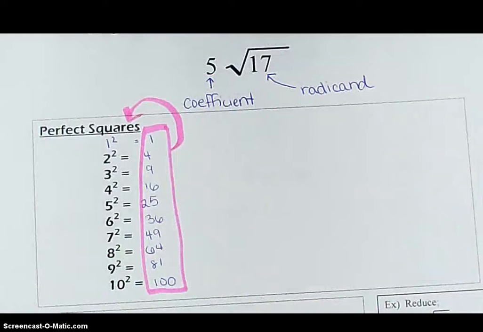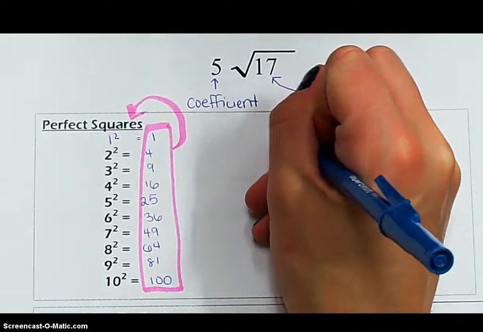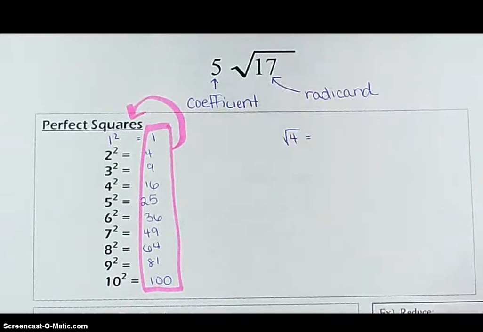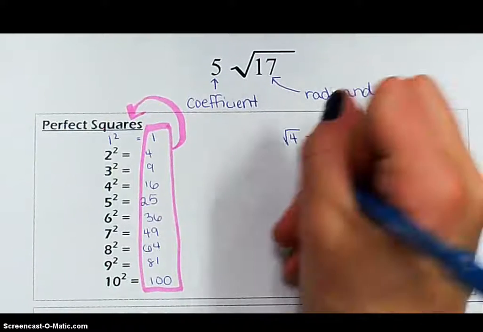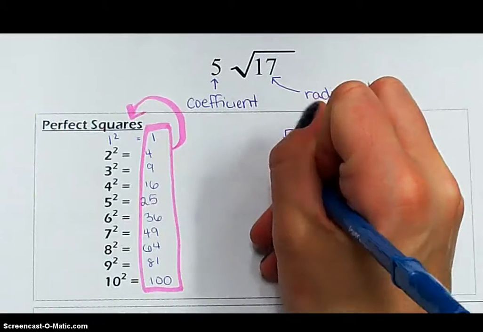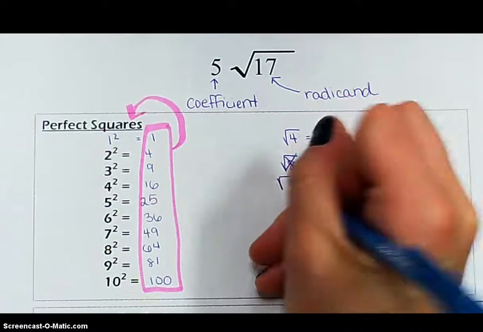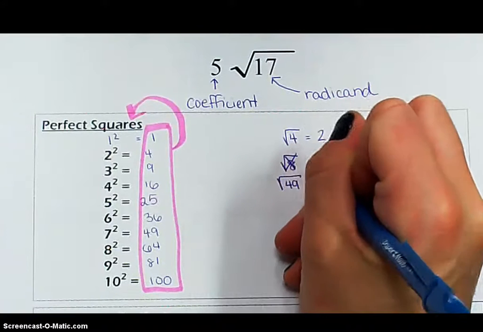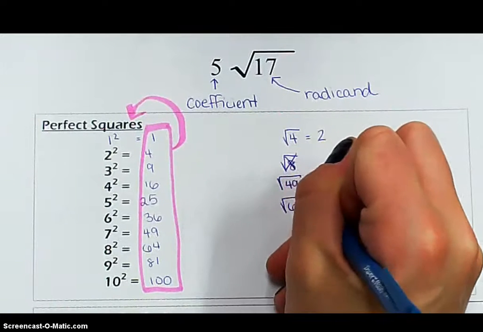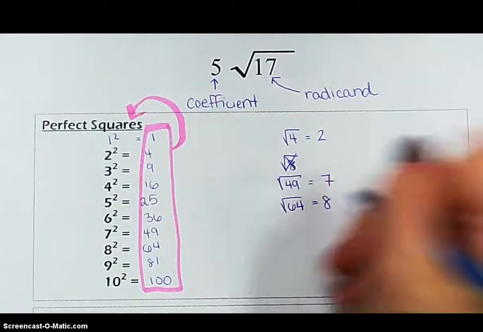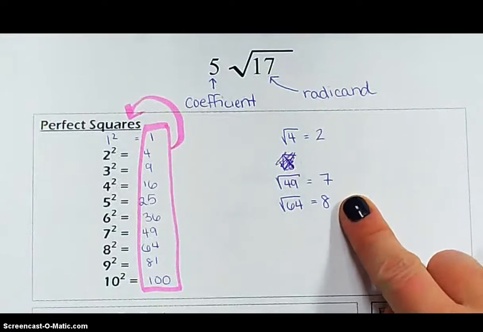Okay, so what makes them so perfect? Well, they're perfect because you can take the square root of them, like the square root of 4 or radical 4, and you get a whole number. If I were to take the square root of 8, or not 8, 8's not a perfect square. If I take the square root of 49, I would get 7. If I take the square root of 64, we would get 8.